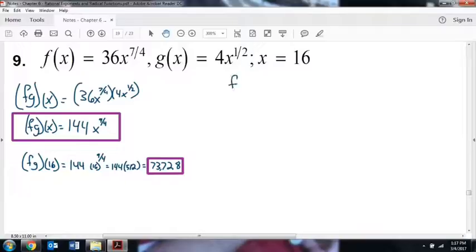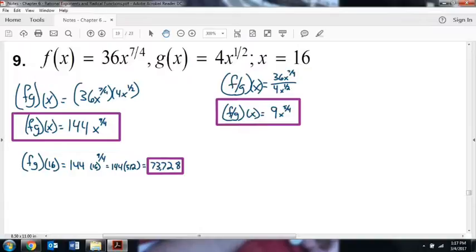Get the right pen. F divided by g of x equals my f function, 36x to the 7/4, divided by my g function, 4x to the 1/2. Forgot my parentheses. So again, f divided by g of x equals 36 divided by 4, which is 9, and then 7/4 divided by 1/2, or 7/4 divided by 2/4. 7 minus 2 is 5, that's 5/4. X to the 5/4. So there's your function, reduced on down.